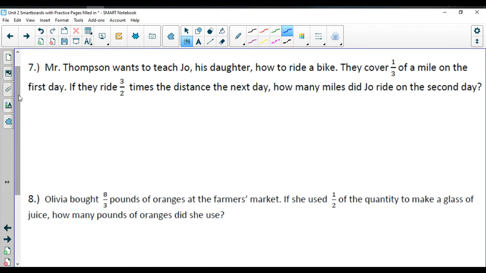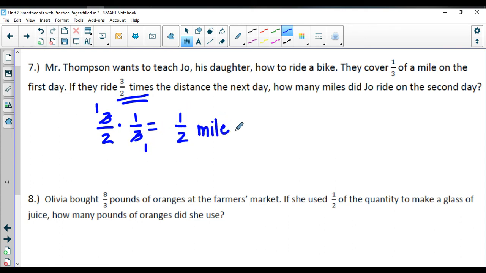Question number 7 is a word problem. Mr. Thompson wants to teach Joe, his daughter, how to ride a bike. They cover 1/3 of a mile on the first day. If they ride 3.5 times the distance the next day, how many miles did Joe ride on the second day? 3.5 times the distance. So we're looking to do 3/2 times 1/3. I'm going to have you go ahead and figure out the answer to this one. So if you reduce the 3's, you get 1/2, and I hope you included the label of mile.